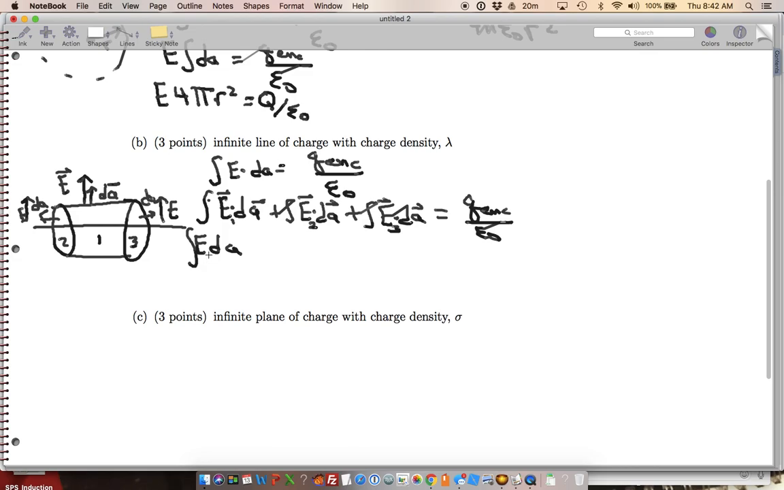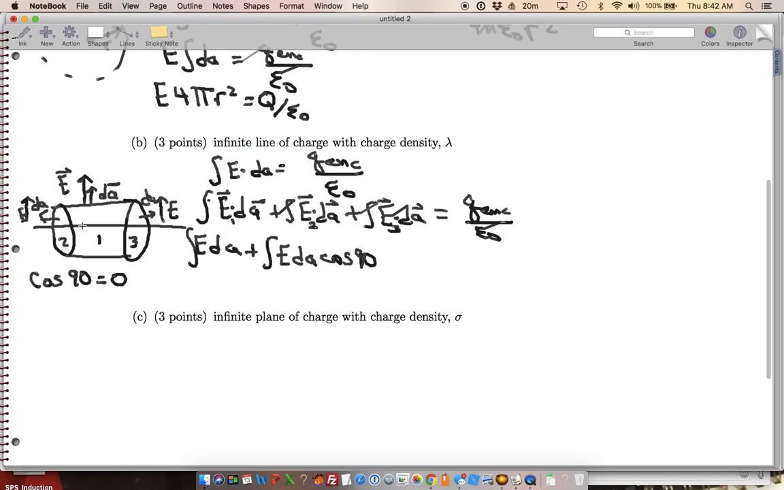So that's this circular area. But what about 2 and 3? Well, if I look at 2 and 3, a dot product is E dA cosine theta. And if I think about the cosine of E and dA, they're pointing perpendicular to each other. So that means I have cosine of 90, and cosine of 90 is equal to 0. So here I'm going to have E dA cosine of 90.